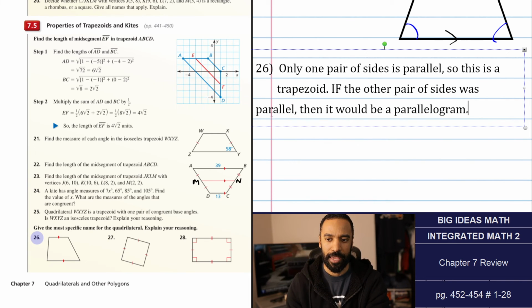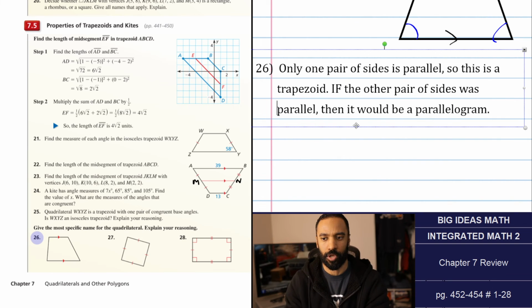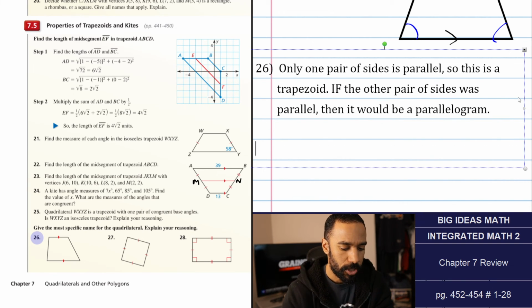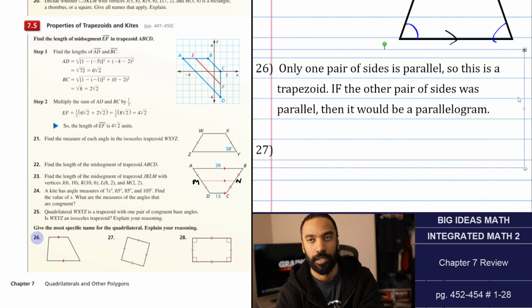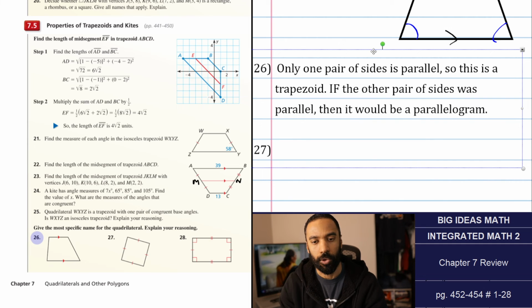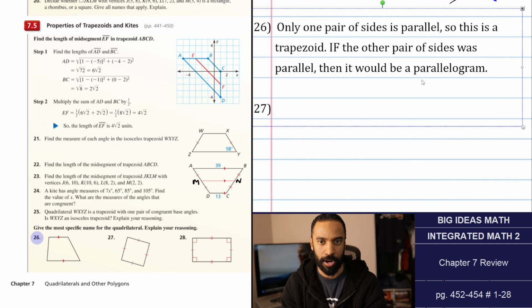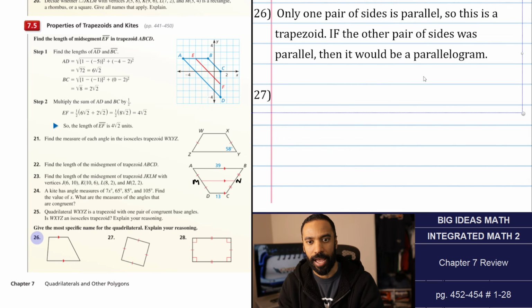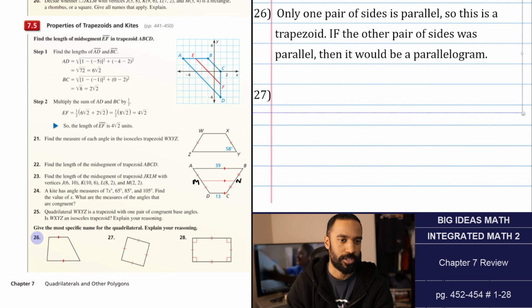And the reason I make this distinction isn't so much to answer the question of the problem, it's to help review with you guys, right? This is all about review. Trapezoids are not parallelograms. If you have two pairs of parallel sides, it's no longer a trapezoid. It is only a parallelogram. Kites are not trapezoids or parallelograms. Kites cannot have any parallel sides, so that's just important to know.